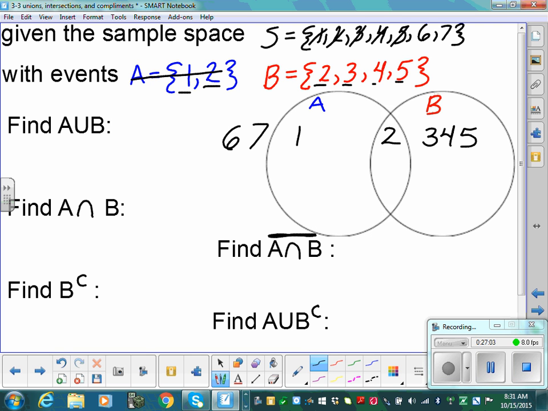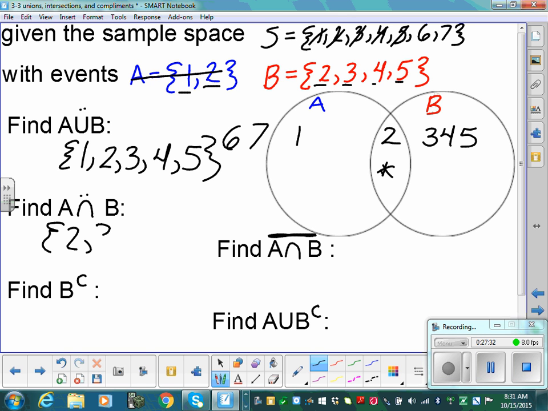Okay, so let's find A union B. This is the friendly one. Everybody in A and B are welcome. But if they're not in A and B, not welcome. So they're only somewhat friendly. So A union B, this is the friendly one. Everybody in A or B is welcome. So it's going to be the set of 1, 2, 3, 4, 5. Questions? Find A intersect B. This is the not friendly one. Only the elite get to join. So which number? 2. This is A and B, and A and B would be 2.